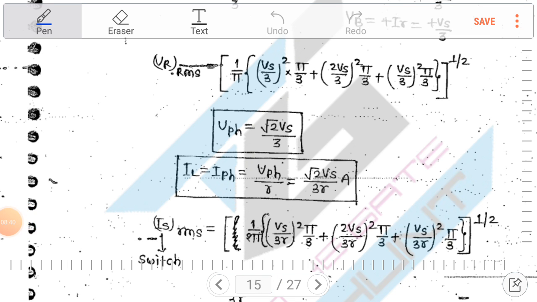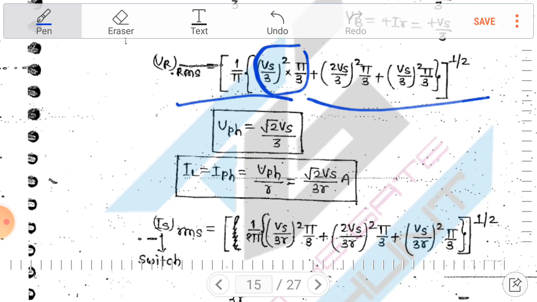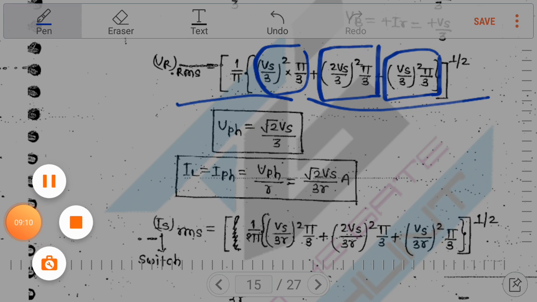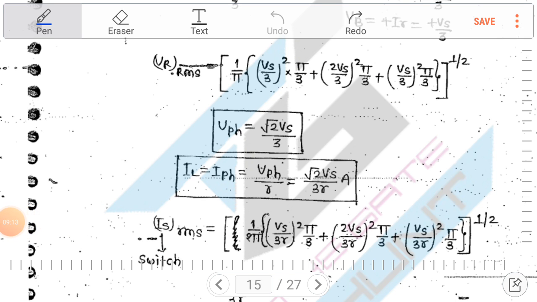We will use this formula: Vrms equals 1 by time period. Total time period is pi. In the first mode it is Vs by 3, so Vs by 3 whole square into time pi by 3, plus 2 Vs by 3 magnitude square into time pi by 3, plus Vs by 3 whole square into time pi by 3, and the whole is taken to the power 1 by 2. So it is calculated to get the phase voltage RMS as root 2 Vs by 3.